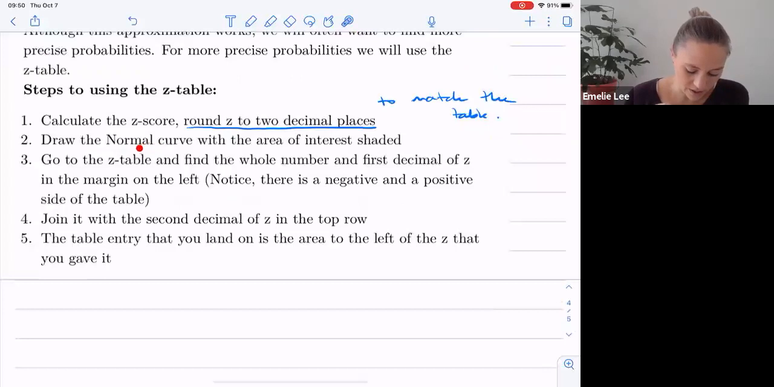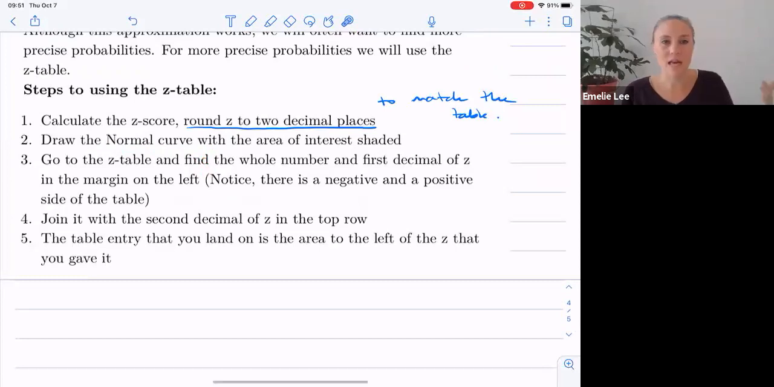What you're going to do is draw the normal curve with the area of interest shaded, right? It depends on the question that you're answering. So before we wanted the area below Z. They look the same. All the Z tables are the same. The T tables differ quite a bit, but Z tables are always the same.